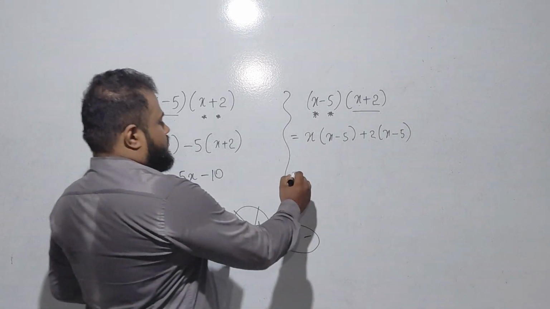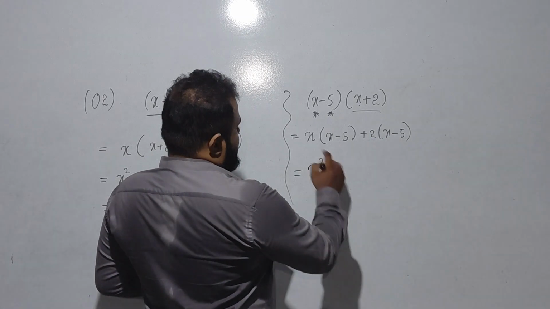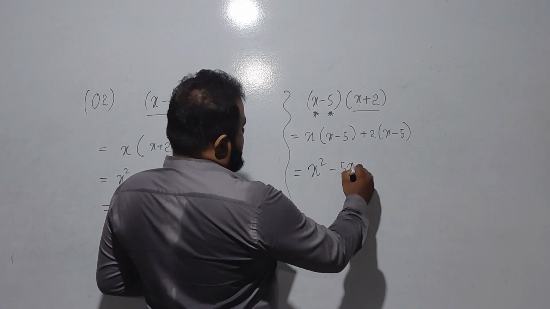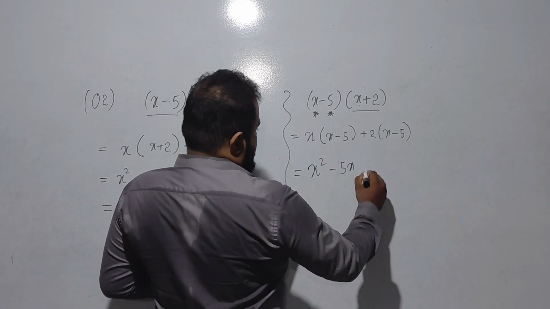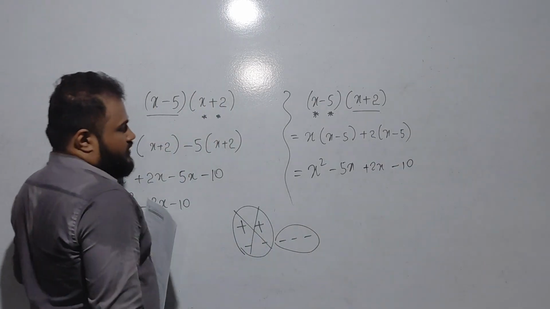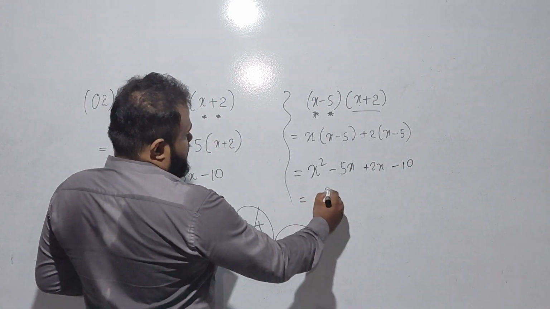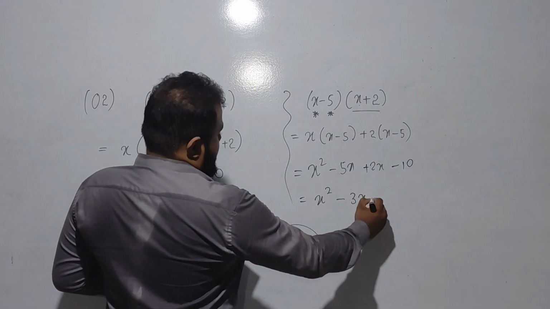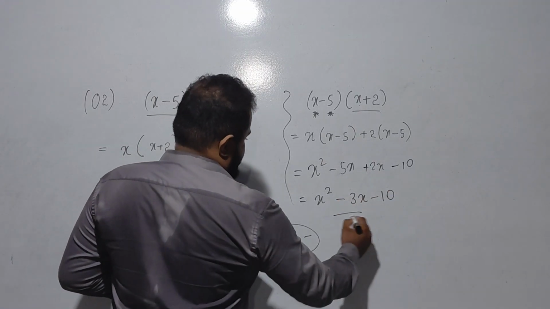Here also x into x becomes x squared, x into minus 5 becomes minus 5x, 2 into x becomes plus 2x, 2 into minus 5 becomes minus 10. Same thing happens. x squared minus 3x minus 10.